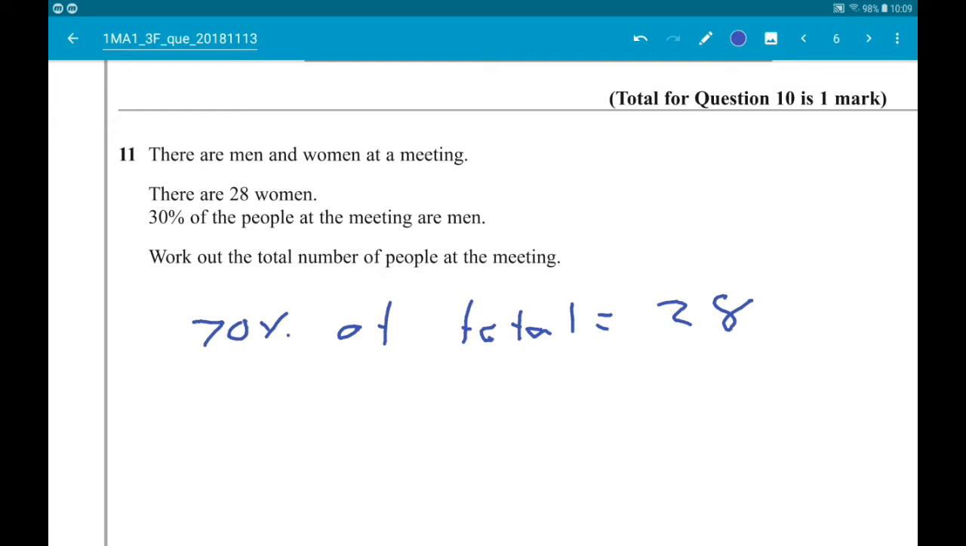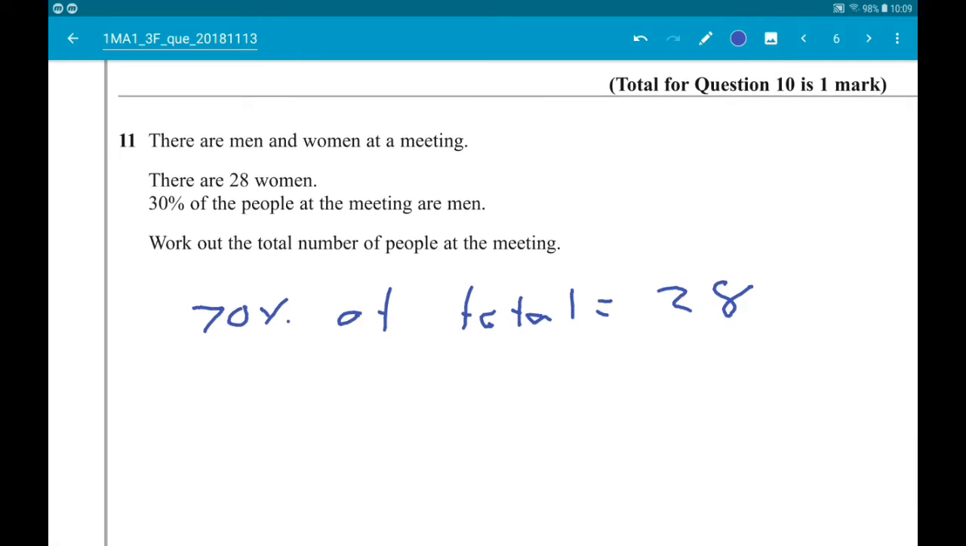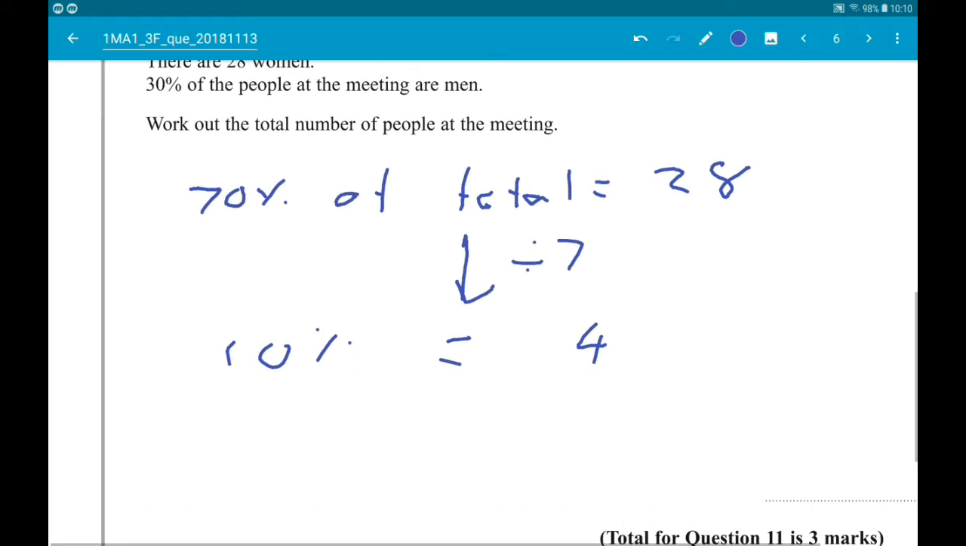So we need to try and turn 70% into 100%. So we first of all need to divide down to a percentage that also goes into 100%. So 10%. So if we divide by 7, we get 10% is equal to 4, and then multiply by 10, 100% is then going to be 40 people. Cool.